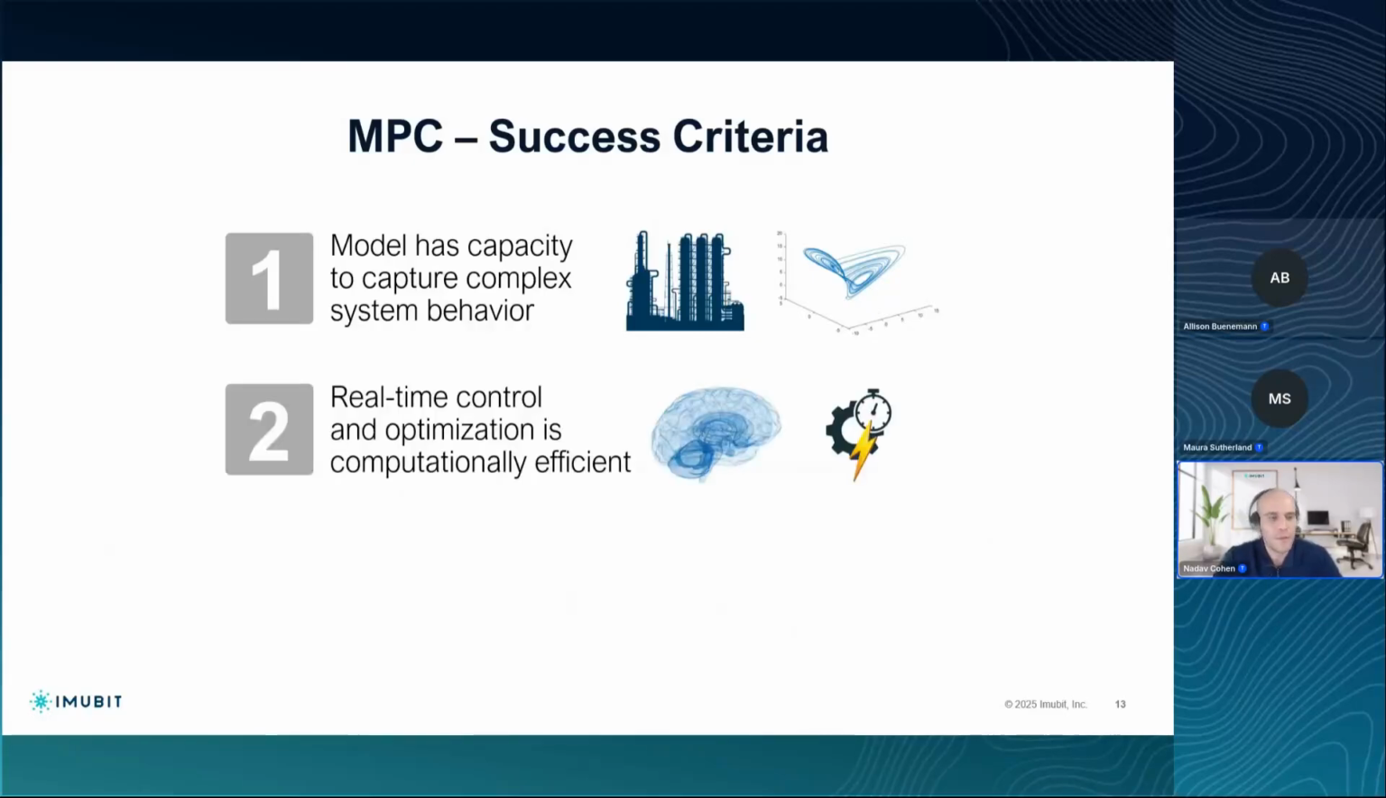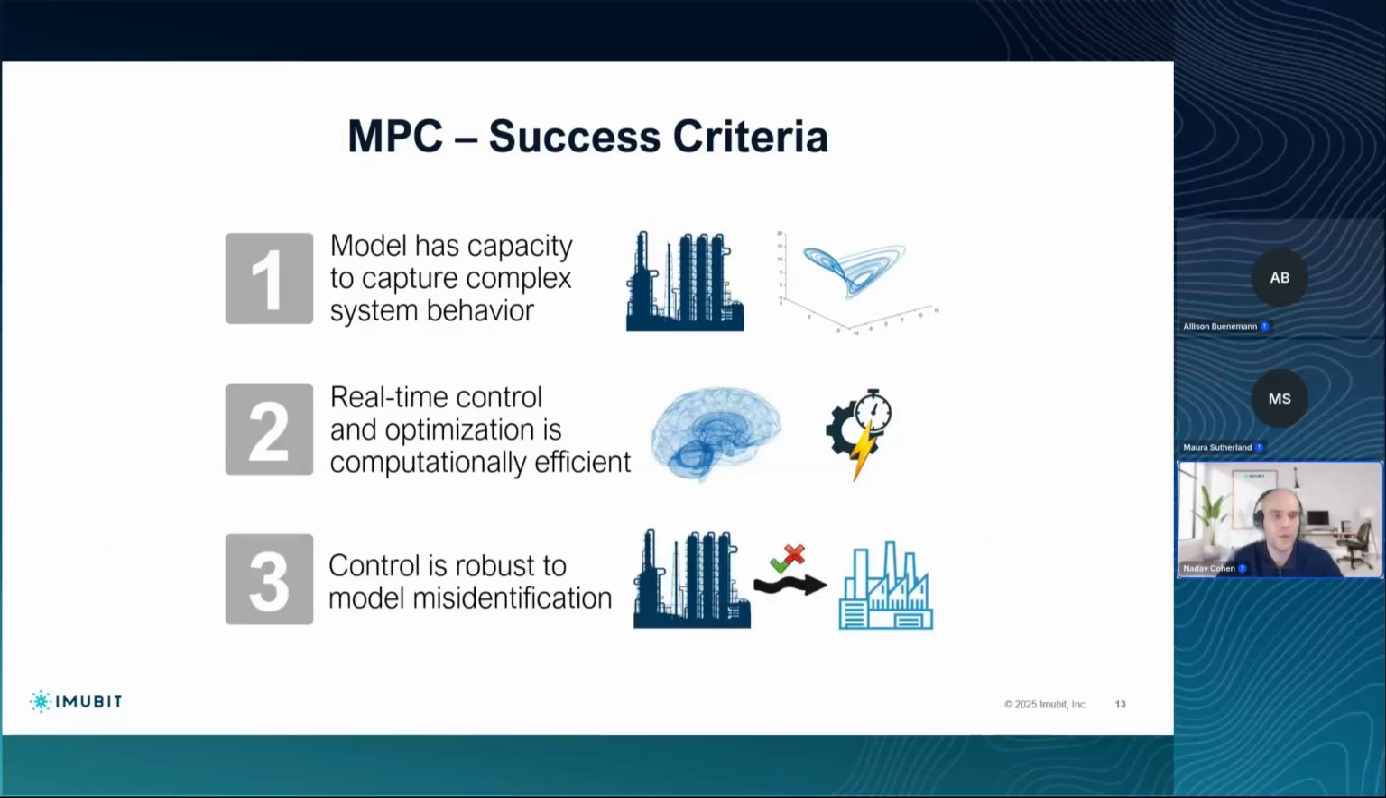Second is that we want to be able to conduct real-time control and optimization in a computationally efficient way. That solver that I described in the previous slide could involve a significant computational toll, and we want that toll to be low enough so that we could do it in real time every step, like every minute or every few seconds.